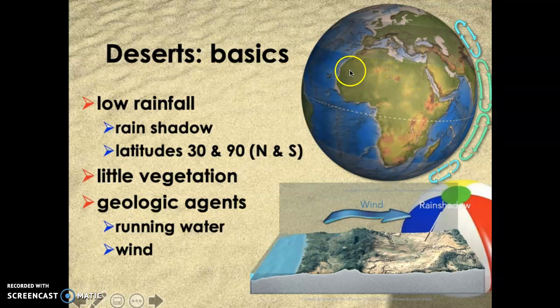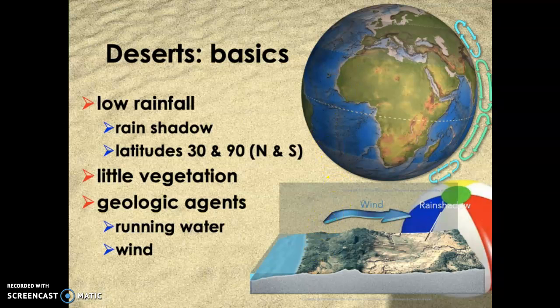The Sahara Desert is right here, hovering around 30 degrees north. The Kalahari Desert is right here, around 30 degrees south. If we went around through Asia, we'd find the Gobi Desert. If we come into the Americas, we find the deserts in the southwest United States and northern Mexico are associated with 30 degrees north. The north and south poles are also considered deserts because of the very, very dry climate. So that's where we get deserts.